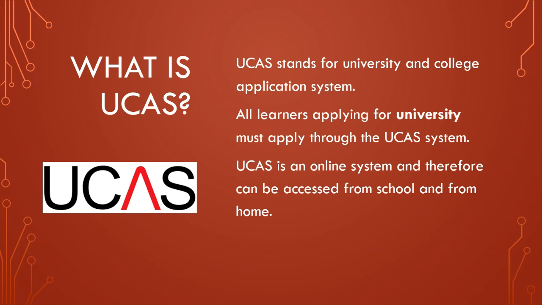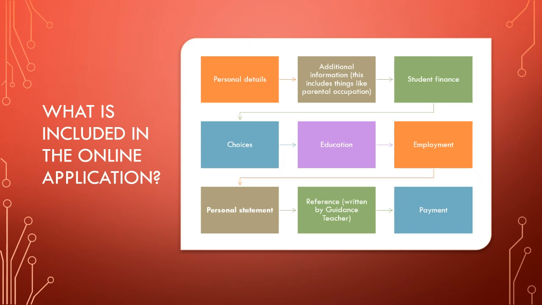All learners applying for university must apply to the UCAS system, and UCAS is an online system and therefore can be accessed from school and from home. All pupils will have information about this. We'll share it with them in PSE lessons and also through Aspire North, which will give you some more details about that as we progress throughout the evening.